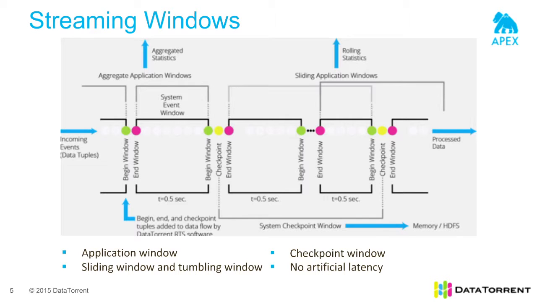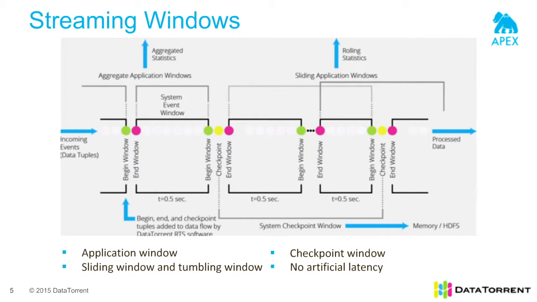for recovery. As you can see here, the gray circles are the data tuples. They are a little bit hard to see in the slide perhaps, but the colorful circles are the control tuples that are inserted into the flow. So it's a stream of data, and every event is processed as soon as it arrives. There's no waiting for a micro batch to complete before we can start processing. The processor is handed each individual event for processing, which means that there is no artificial latency added.